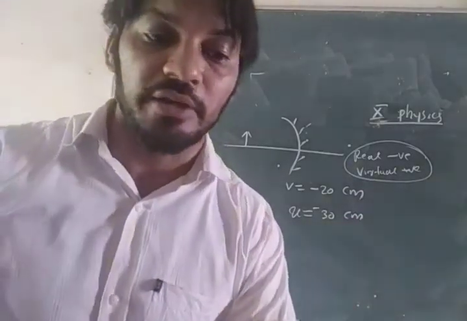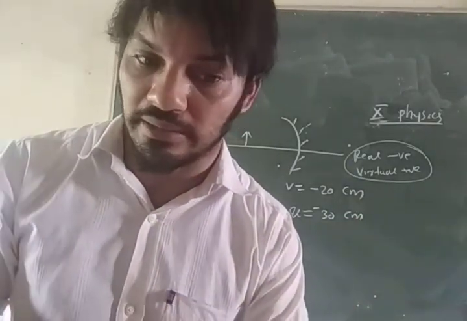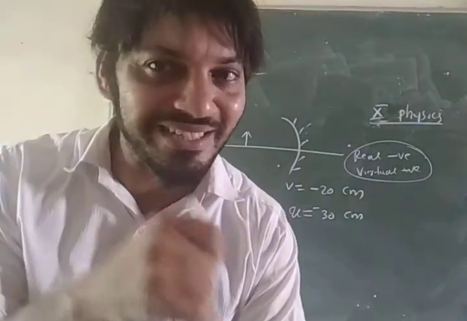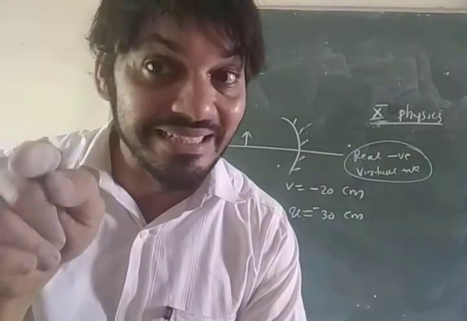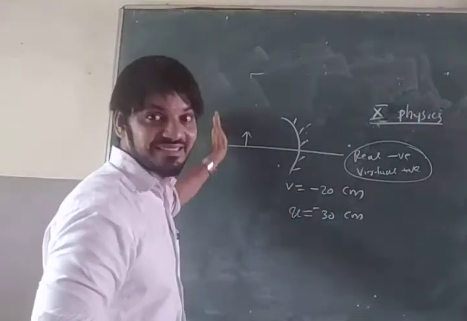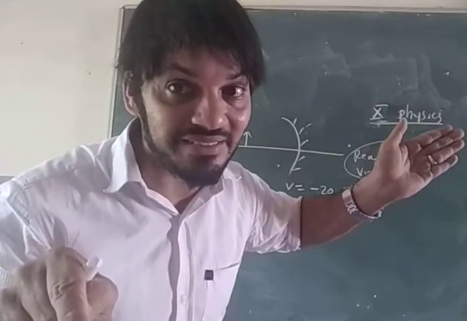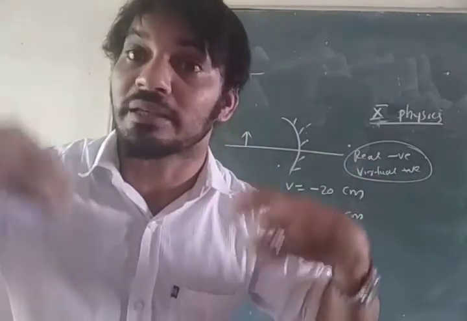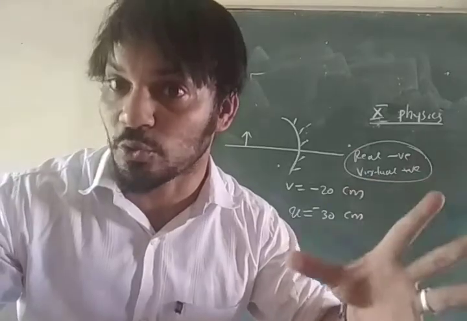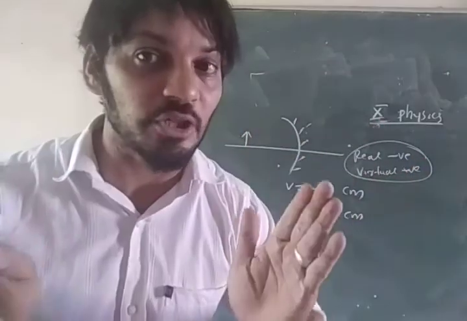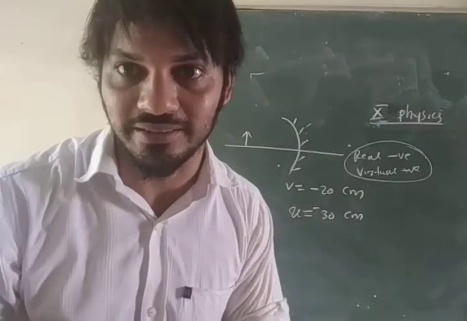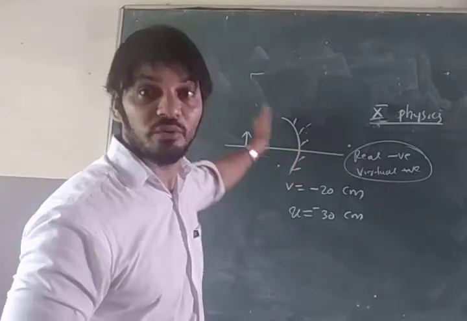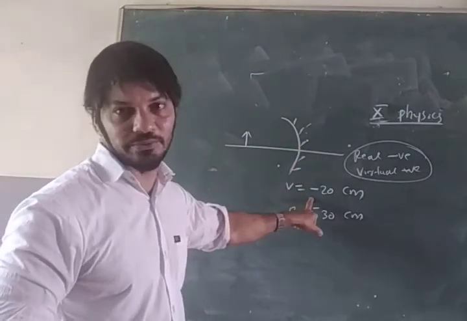But what is told? When an object is placed in front of the mirror at a distance of 30 centimeters, the image is obtained on the screen. Screen means the image is real, and that is negative. If the image is formed inside the mirror, it is virtual, and that time it is positive. So now it is negative, since the image is formed on the screen, outside the mirror, not inside it.